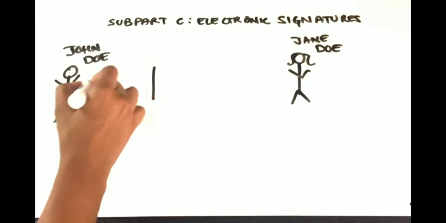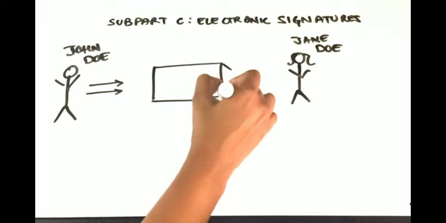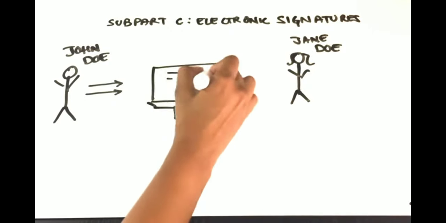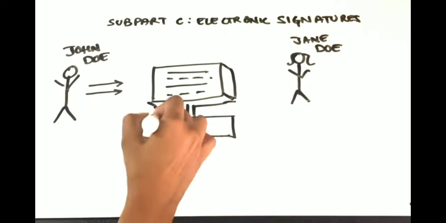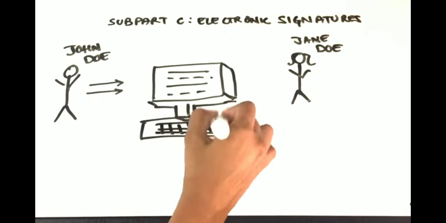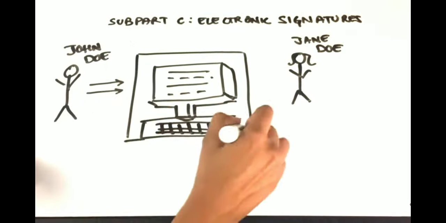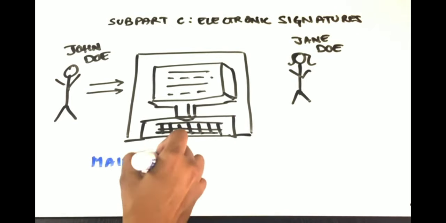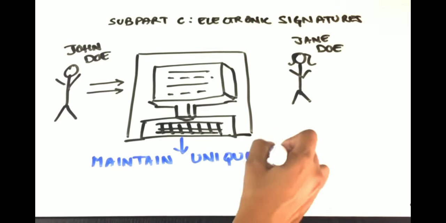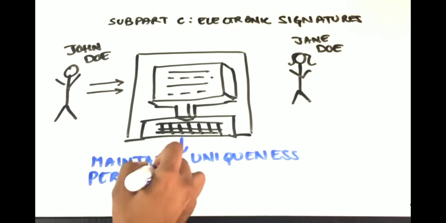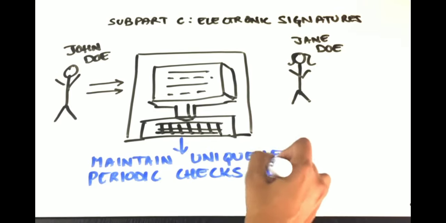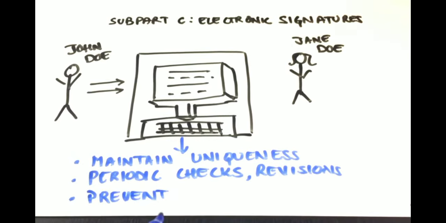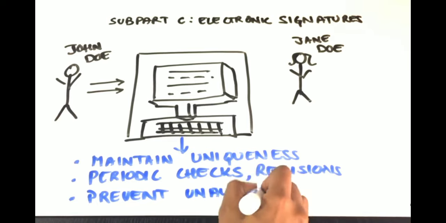As an example, we have John Doe and Jane Doe here, who are both authorized individuals of our workstation PC. To comply with these signatures, there would have to be procedural or technical controls on the workstation to be able to maintain uniqueness of the electronic signatures, perform periodic revisions of the passwords, and last but not least, prevent unauthorized access to use of the workstation PC.